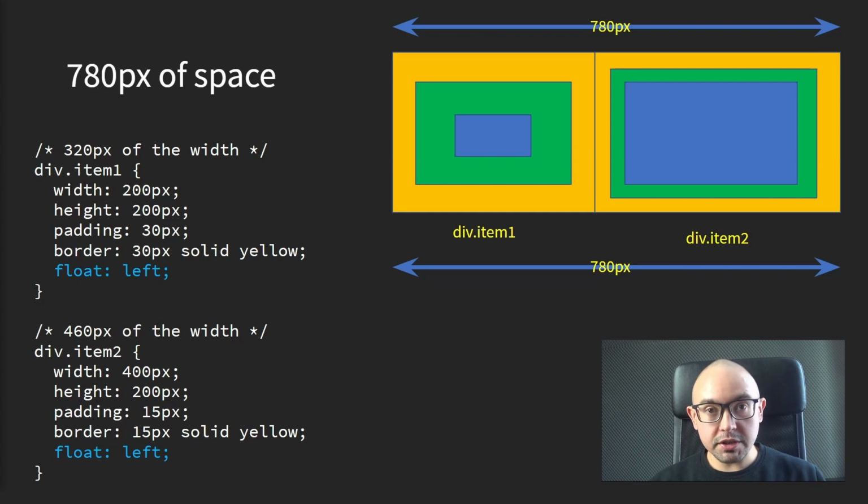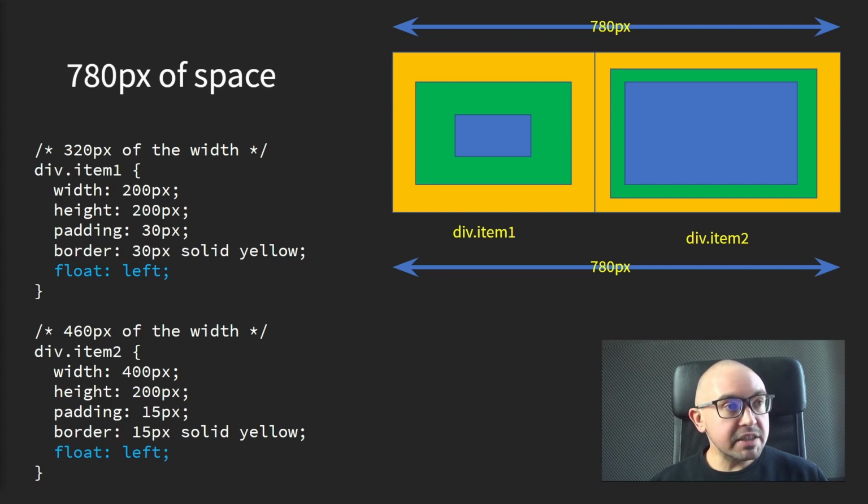I want to show it to you with an example. For this, I use the float left property, which we will get to know in some time in this course. In short, this property allows us to set two block elements next to each other in one line, and that's what we want to do now. We have a 780 pixel space in which we were able to fit two divs perfectly. The box of one element is 320 pixels wide and the other is 460 pixels wide.